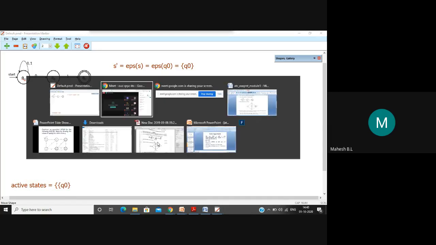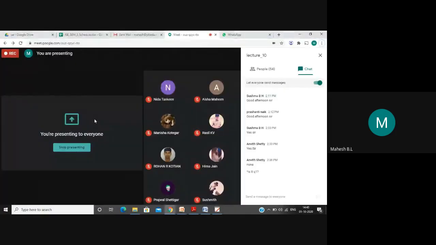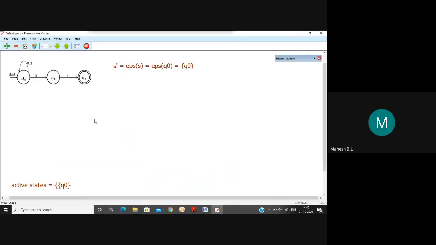So that's what we have done according to the algorithm. So we computed S dash. Now S dash is added to active states. Right now we have not computed any transition for the DFSM. That's why delta dash is equal to empty set. Next step, we are going to compute delta dash, which is the transition function of the DFSM, which will be computed from this NDFSM.